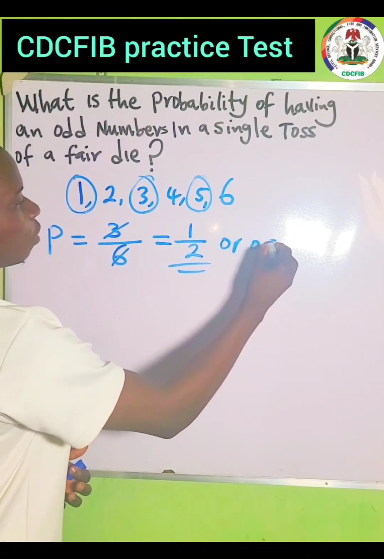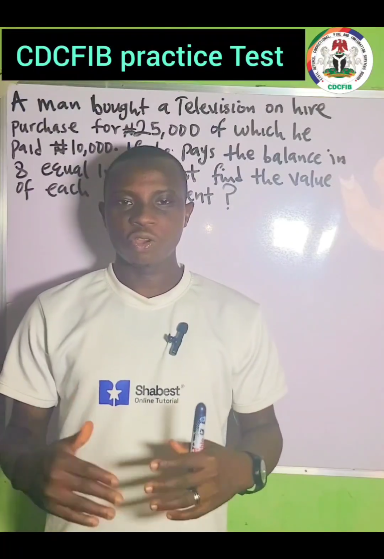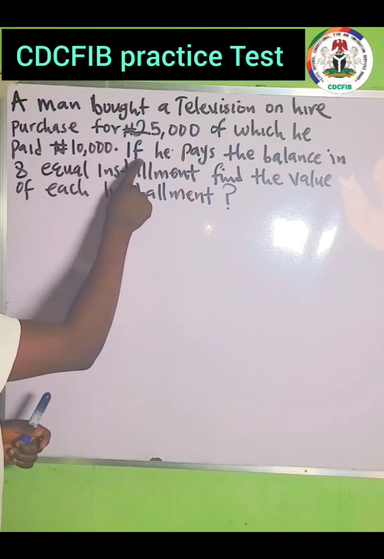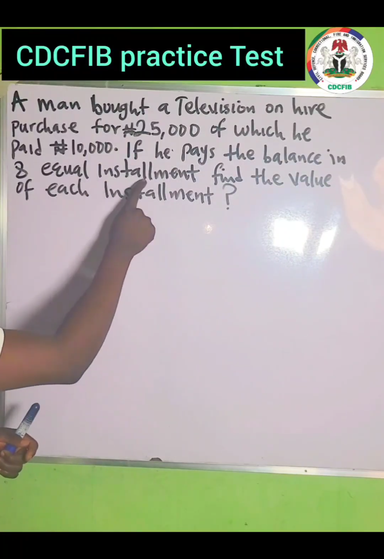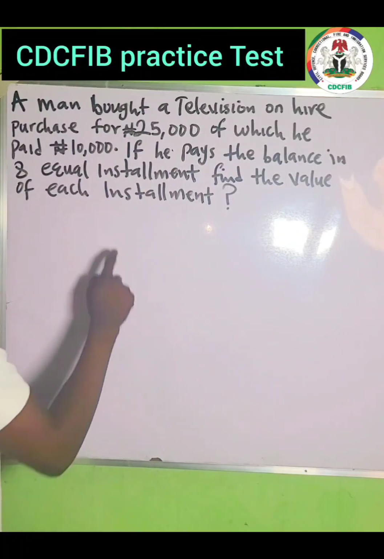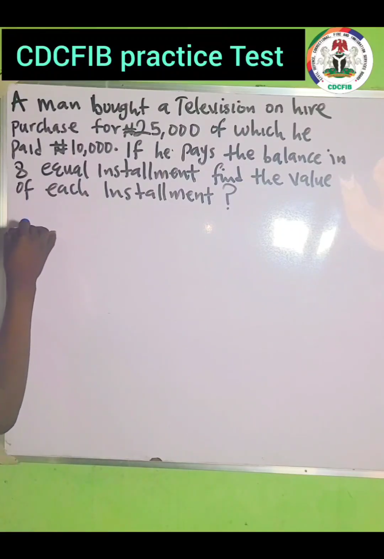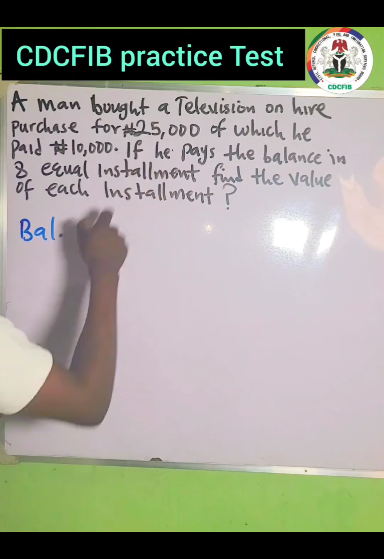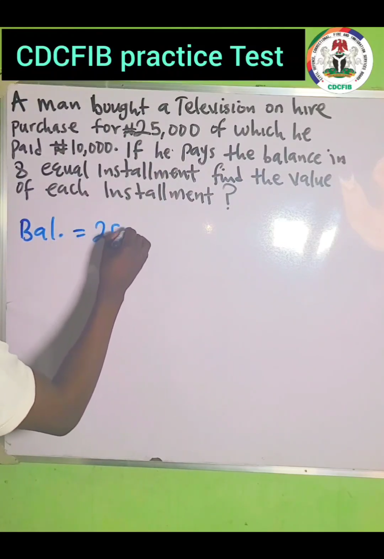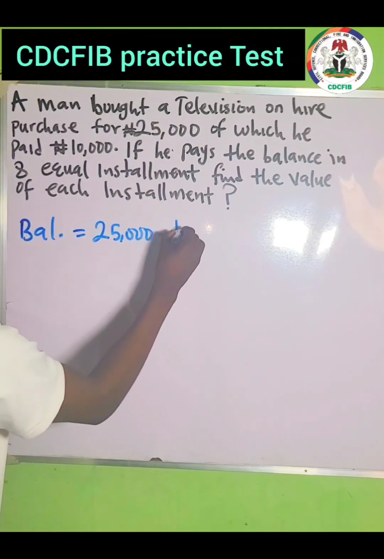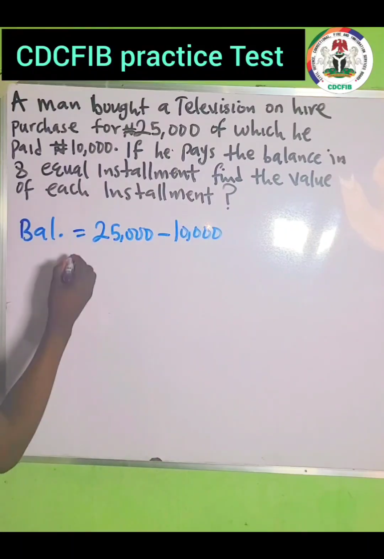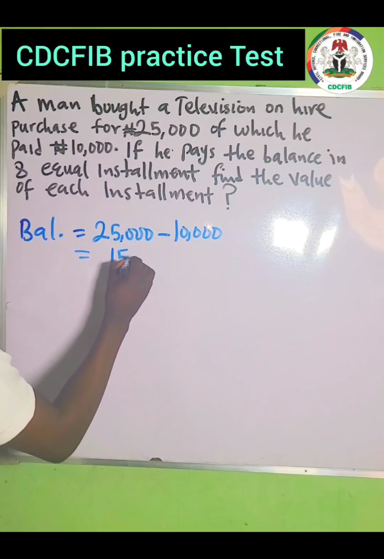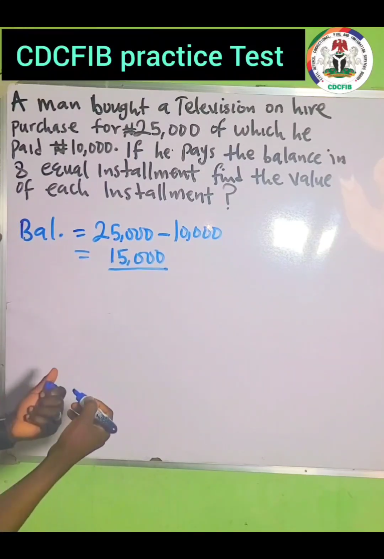or 0.5. A man bought a television on hire purchase for 25,000 naira, of which he paid 10,000 naira. If he pays the balance in 8 equal installments, then we are asked to find the value of each installment. So the first thing we're going to do is to get the balance that the man owes. So the man bought the television for 25,000 naira, which is the actual cost. Then he paid 10,000 naira, so we minus 10,000. So the balance is 25,000 minus 10,000, which leaves 15,000. So this is the actual balance.